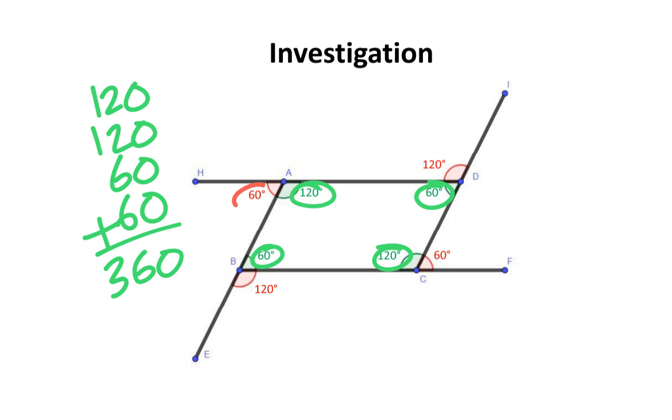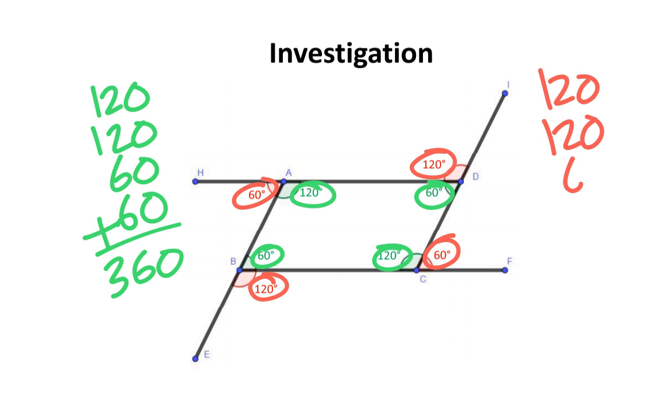I'm going to do the exact same thing to the exterior angles. So I'm going to add 120 to 120, as well as 60 and 60 again. And the sum of these exterior angles also happens to be 360 degrees.